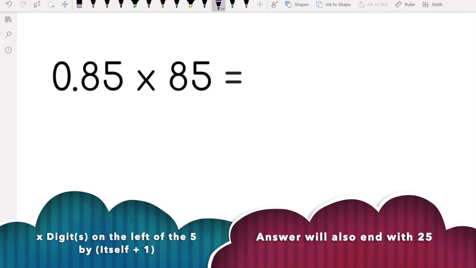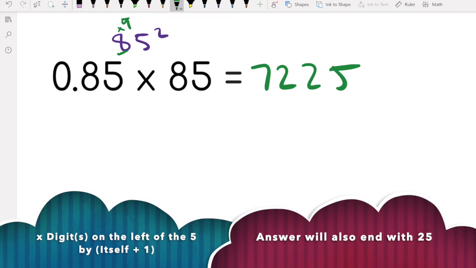Okay, just like before, this might not initially look like a square, but if we ignore the decimal, it really is 85 squared is what we're calculating. So you do 8, and then you multiply it by 9, which is 72, and then you add the 25. And this one we do have to consider the decimal. Well, this is like 85% of 85. So my answer is less than 85. It's not so much less, so you can quickly estimate it's got to be 72.